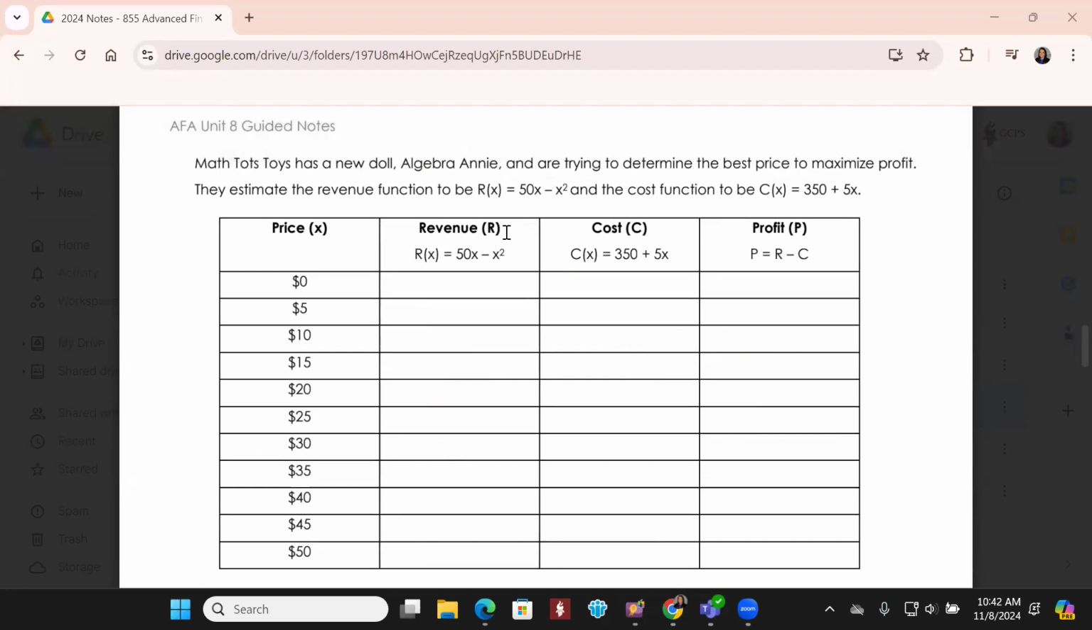Max Potts Toys has a new doll, Algebra Annie, and they are trying to determine the best price to maximize profit. They estimate the revenue to be that equation and the cost to be that equation. So we're going to fill this in.